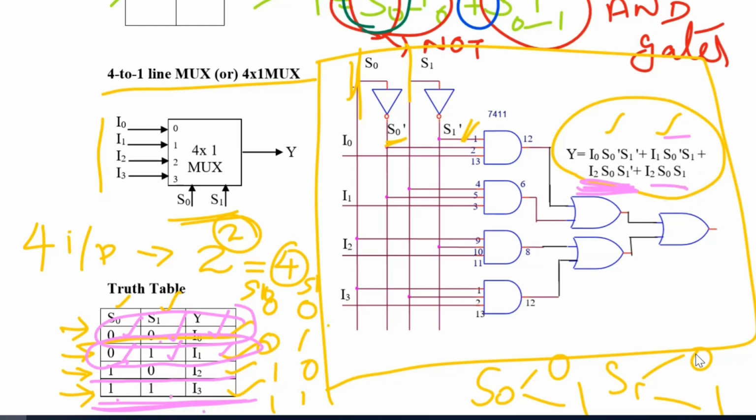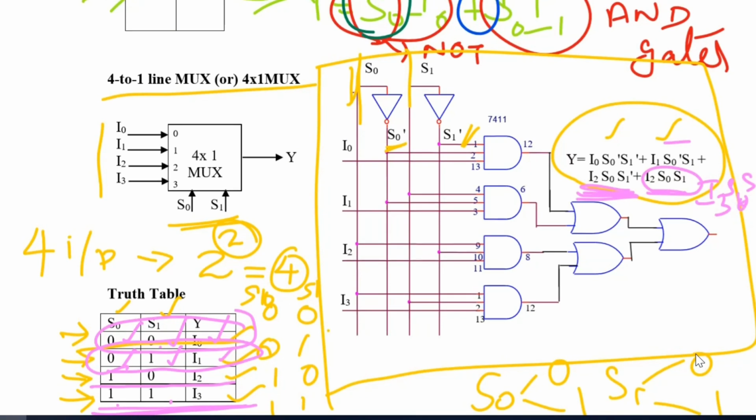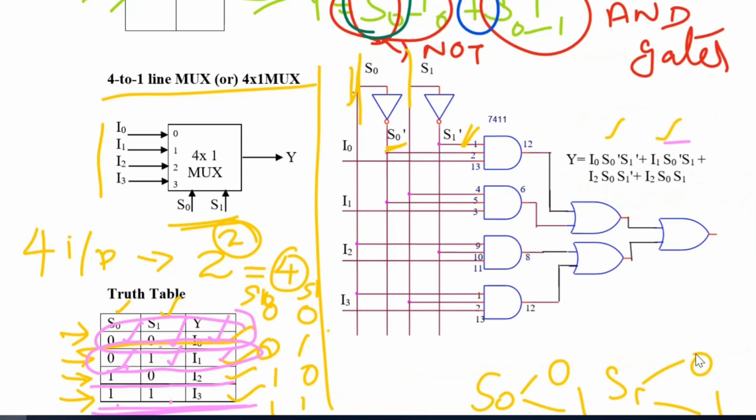So multiplication. See here I3, S0 S1. Keep it in mind. I have rewritten the same thing again. Here this is not I2, this is I3 S0 S1. Could you understand? So for these 3 ANDing operations, we need 3 input AND gate.